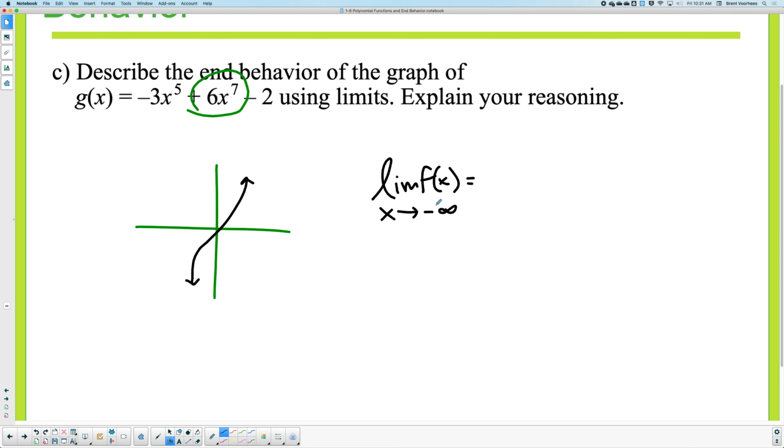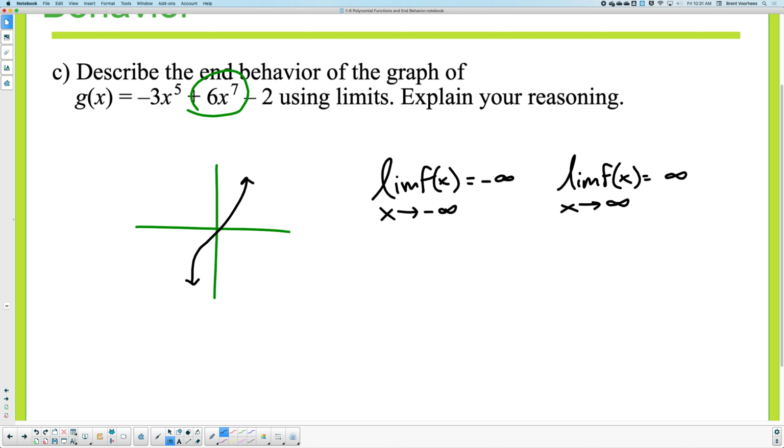Which one? This one. I was thinking, I don't know. What happens as we go left? Oh, down. It falls down. So negative infinity, okay? And what happens as we go to the right? As x increases without bound, the graph goes up.